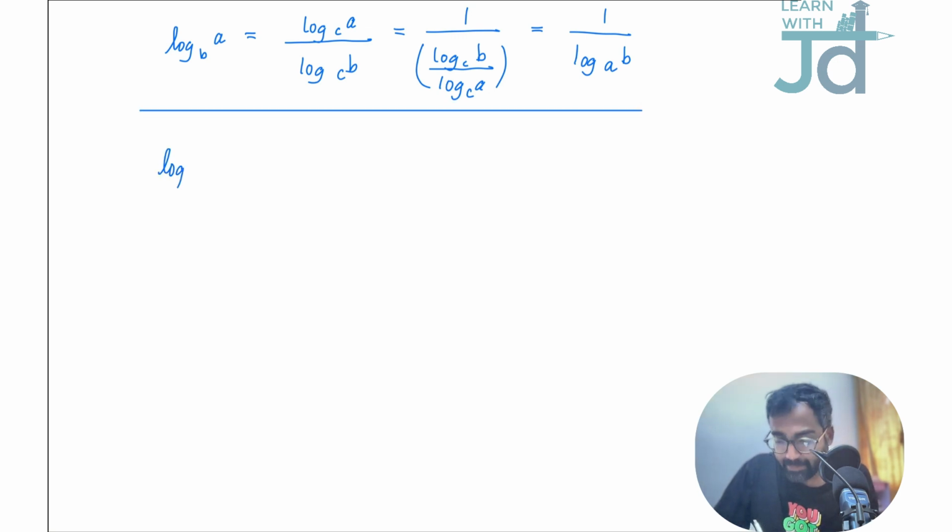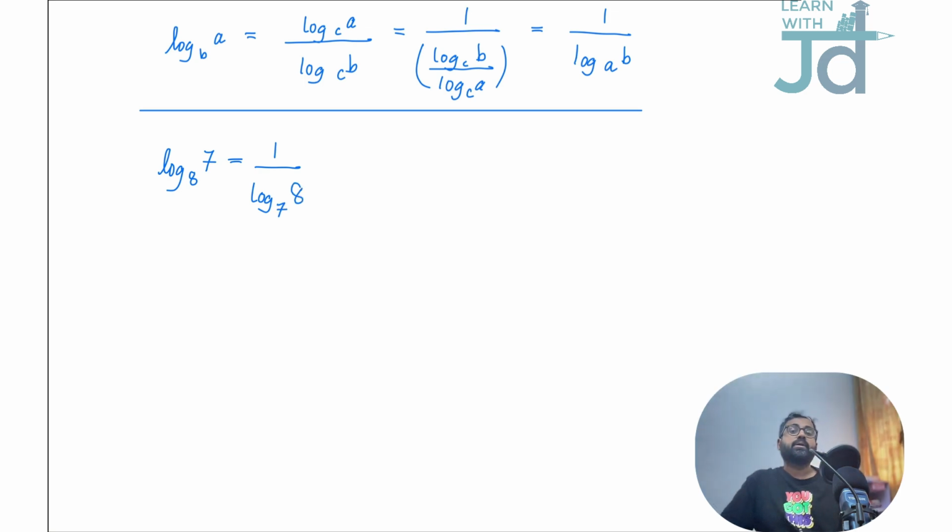So randomly you can write, I'm just giving you an example, log 7 to the base 8, I can write it as 1 over, now the 7 which was a number will become the base, and 8 which was a base will become the number. So I can write it like this, the reciprocal of it, using the base change theorem.